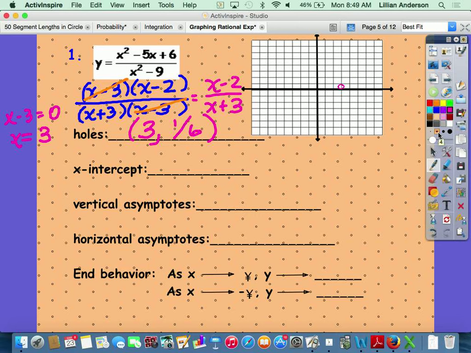Now your x-intercepts. That was the thing that I had you guys star, so you might have started. You find an x-intercept when you do what? Any number that makes the numerator equal to 0. So x minus 2 equals 0. So there's an x-intercept at what number? 2. So there's an x-intercept at (2, 0).